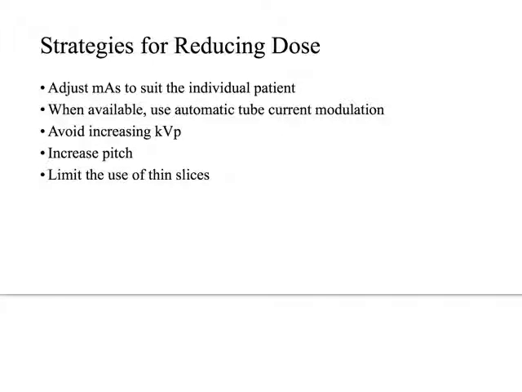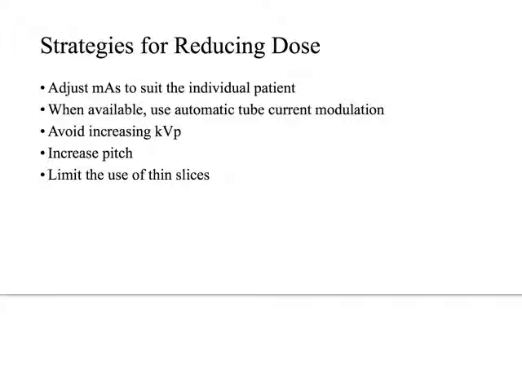So fun stuff. Let's talk finally about some strategies for reducing dose for pediatric patients and for fetuses. Again, it's a lot like the stuff that we were talking about before. We will adjust mAs to the patient's size. Anytime available, we will use automatic tube current modulation, and we will use it appropriately. Every single manufacturer uses ATCM differently. We're going to avoid increasing kVp, because like we said, that can cause a 35 to 40% increase in exposure. We will increase pitch whenever possible, if it will not affect spatial resolution, and we will limit the use of thin slices. Those are the right now, five big ones.